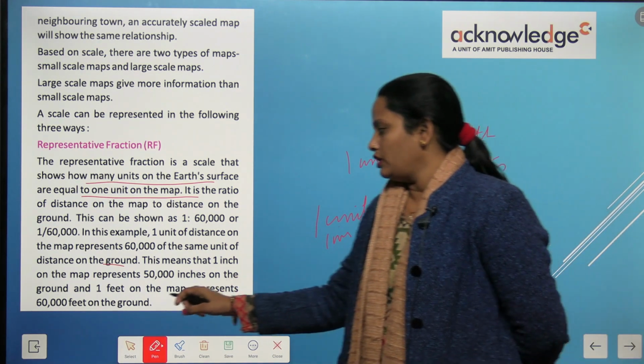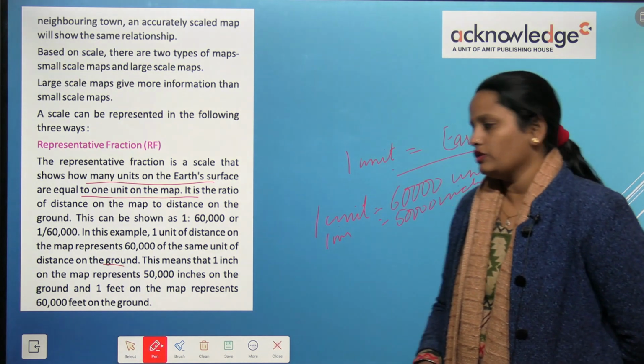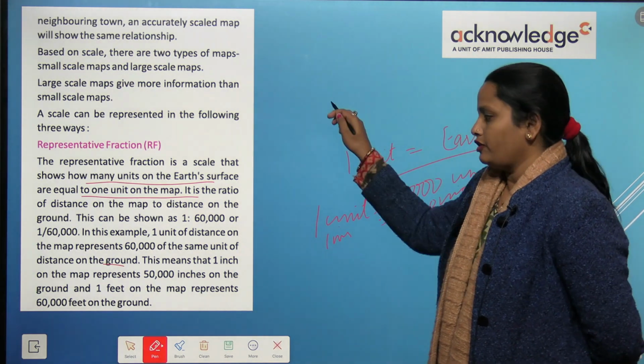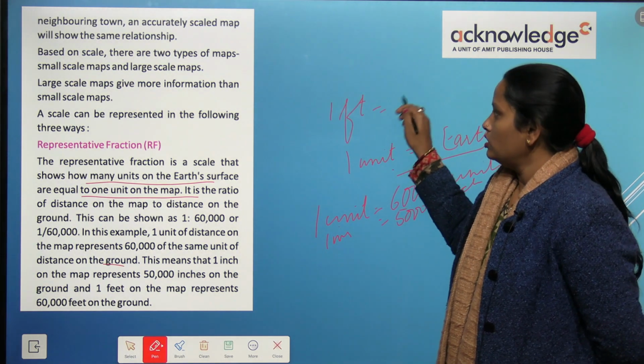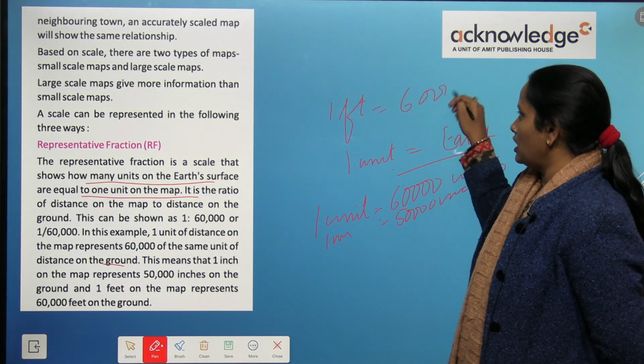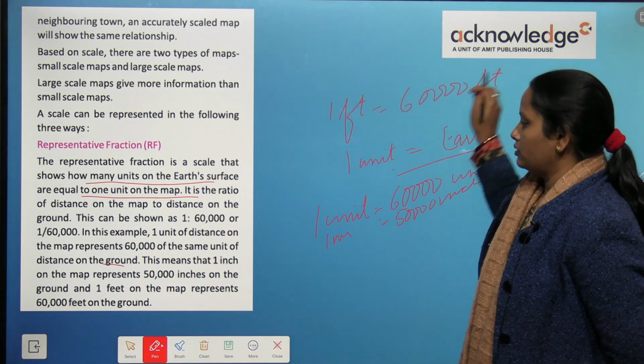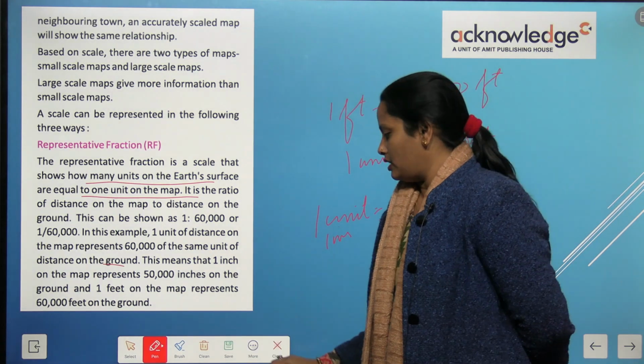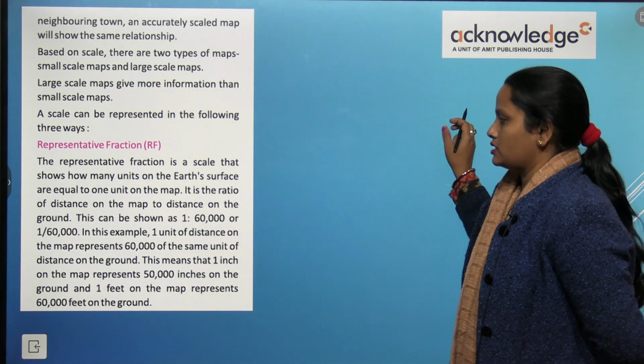है. एंड 1 फीट ऑन द मैप रिप्रेजेंट 60,000 फीट ऑन द ग्राउंड. अगर 8 फीट है मैप में तो 60,000 फीट है ग्राउंड में. सो by this we can calculate the distance.